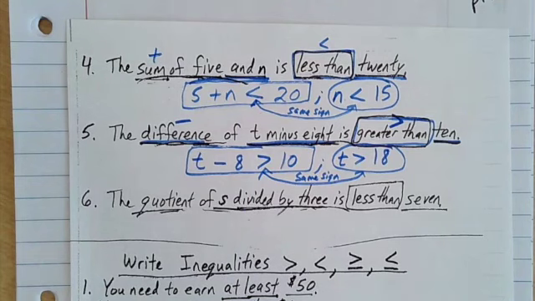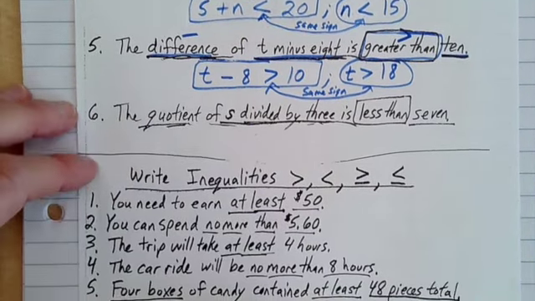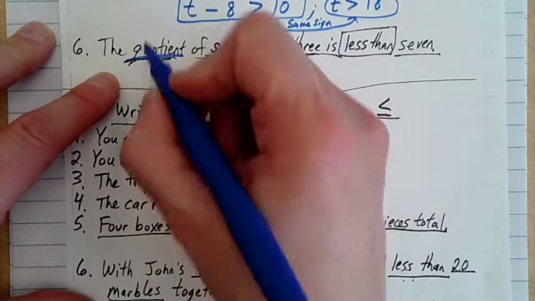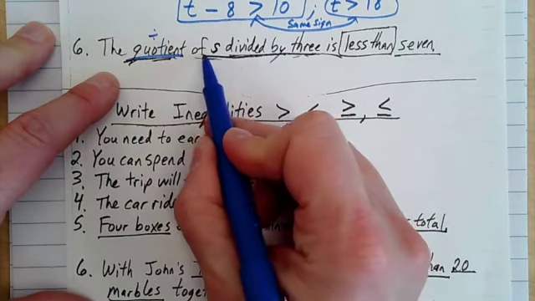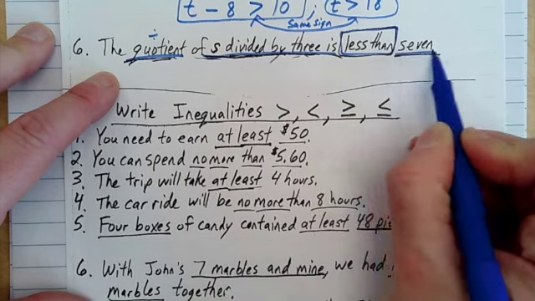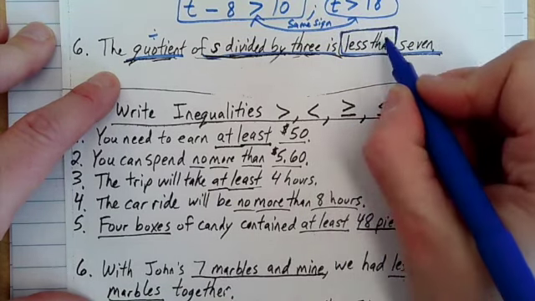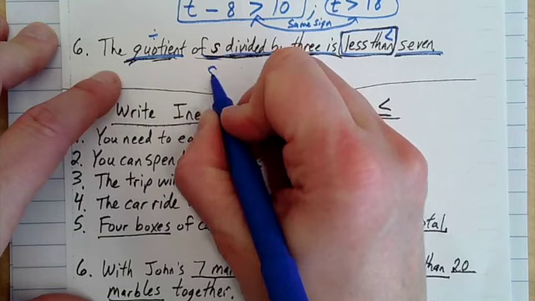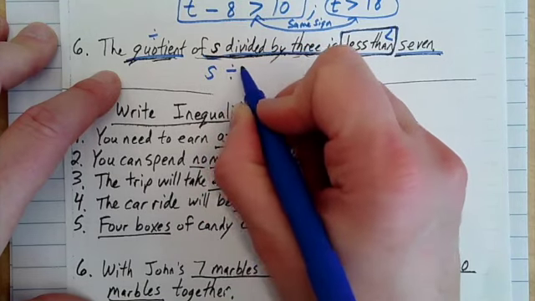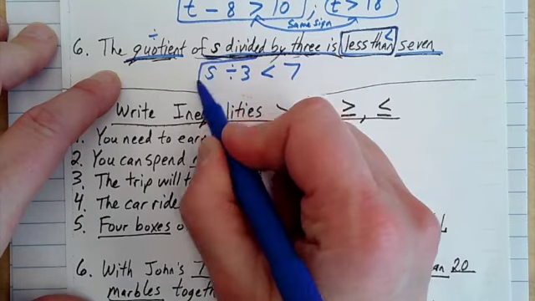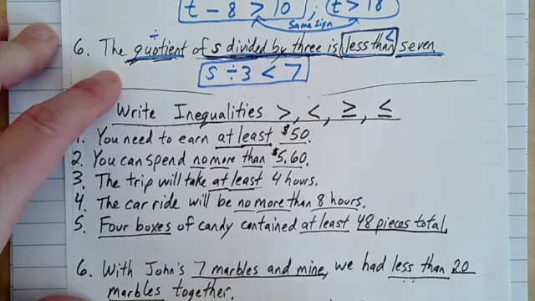Yes, so that's true. Another example here that we're going to do says the quotient, which means we're going to be dividing. S divided by 3 is less than 7. So less than, you're using the less than sign. This is an inequality, is less than 7. So S divided by 3 is less than 7. So there's the inequality. We've written our inequality. Now we need to solve.